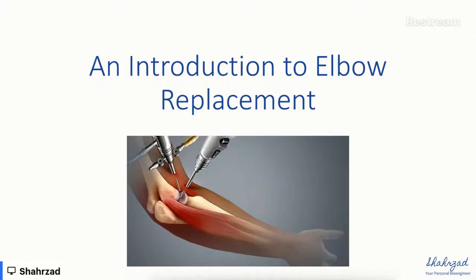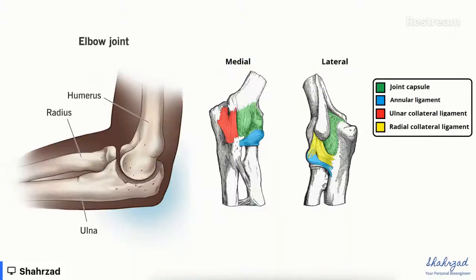Next, we are covering an introduction to elbow replacement. So this is the anatomy of the elbow joint. You can see the structure, you can see the bones. Right here we have the humerus, so the distal end of the humerus, and we have the radius and ulna. And here you can see the soft tissue. I apologize for the background noise as well. Joint capsule and other soft tissue covers or surrounds the elbow joint.